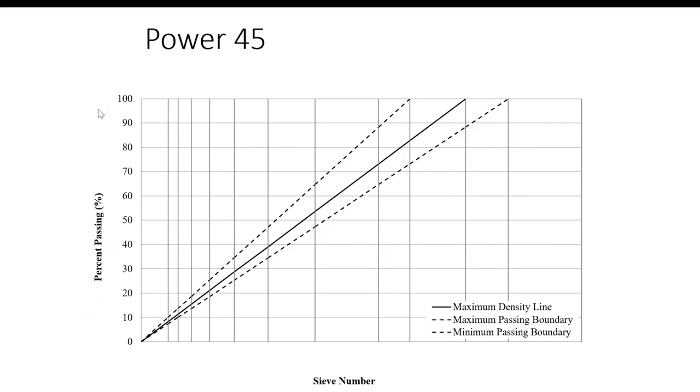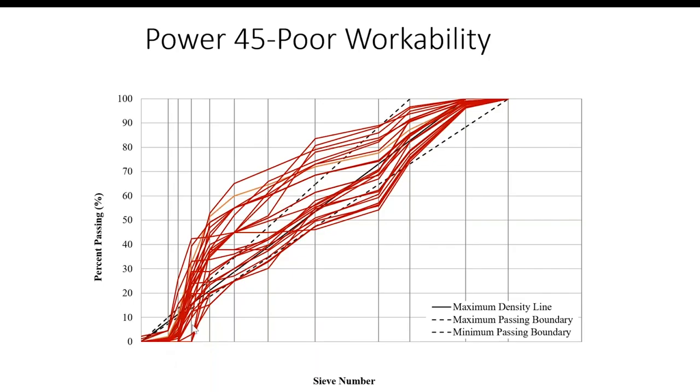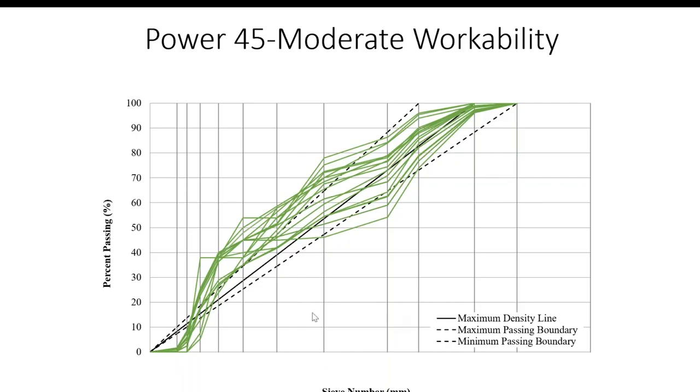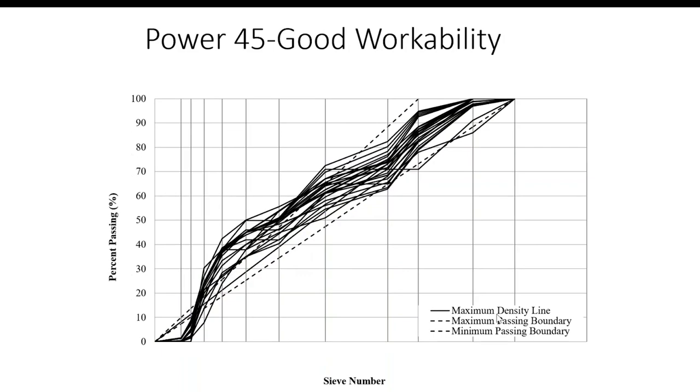On the Power 45, you plot the percent passing over here, and over here you have the sieve number. So on this black line is the perfect ideal mixture. And let's just start plotting some numbers here. So this is where these different curves fall, and all of these performed poorly. These are all poor workability, all these red ones. So they're not very close to that black line. Some of them perform moderately, so they're kind of in the middle, not quite there. And these are all good. These had amazing workability. And are they getting closer to the black line?